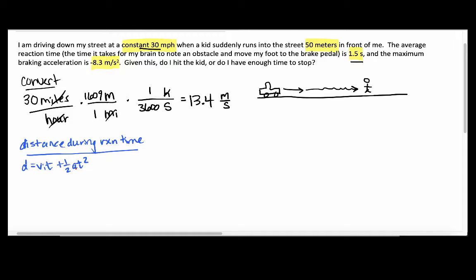Now, what's my acceleration? Well, it's a constant velocity, so my acceleration is 0, which means that this whole side goes away and I'm left with d is equal to v_i t, which in other words is distance is equal to speed times time. This is our normal speed equation. So our initial velocity was 13.4 meters per second. The time was 1.5 seconds, which gives us a distance of 20.1 meters.